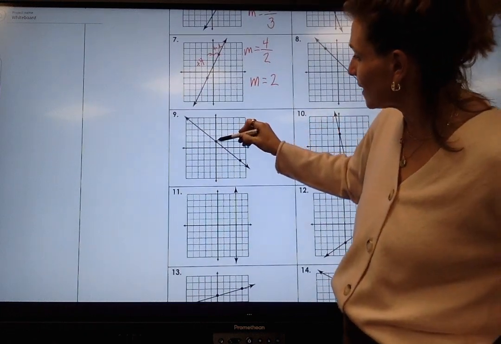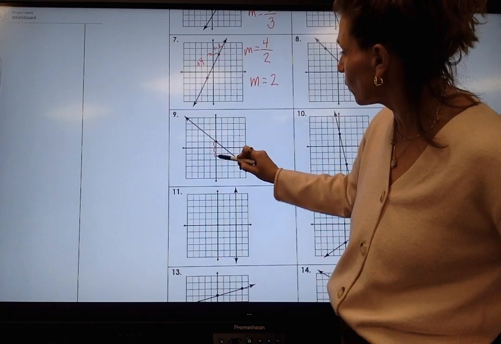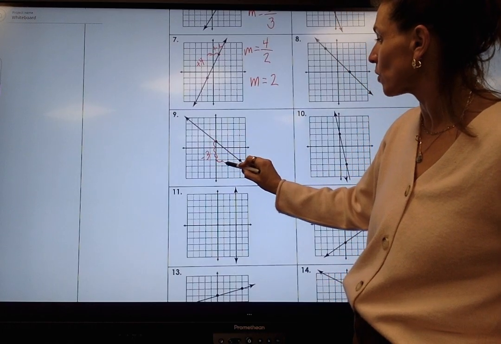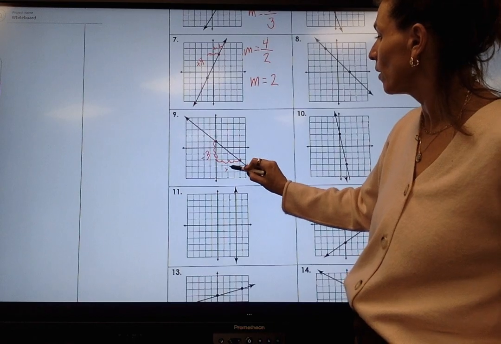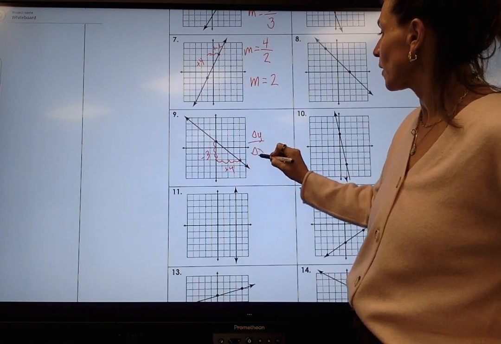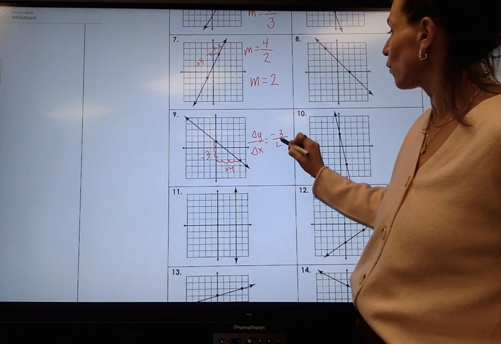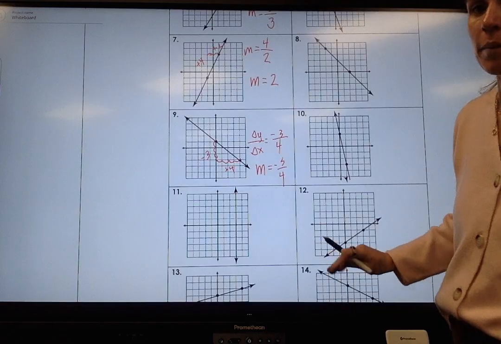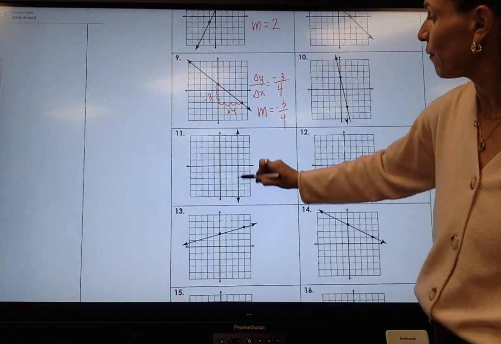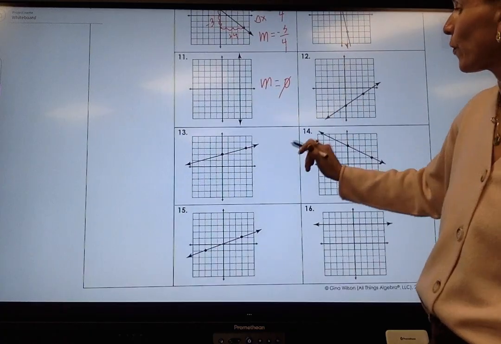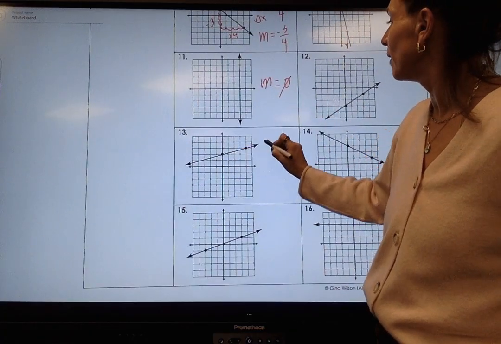I'm going down 1, 2, 3. So it's negative 3, and I'm going in the positive direction, 1, 2, 3, 4. So my change in y over change in x, my change in y is negative 3 over 4. So my slope is negative 3/4. Number 11, you have an undefined slope. And number 13, he goes up 1.